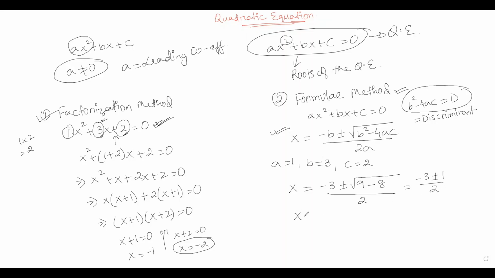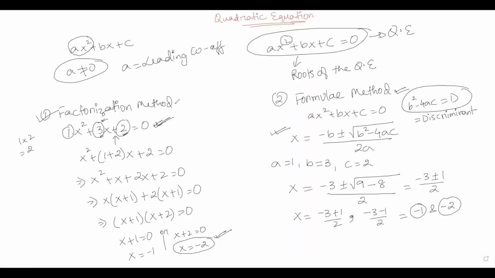So the first root would be minus 3 plus 1 upon 2, and the other root would be minus 3 minus 1 upon 2. Minus 3 plus 1 upon 2 is minus 2 upon 2, that would be minus 1, and the other root would be minus 3 minus 1 upon 2, that is minus 4 by 2, which would be minus 2. And we can see that we are getting the same roots which we have got by using the factorization method.